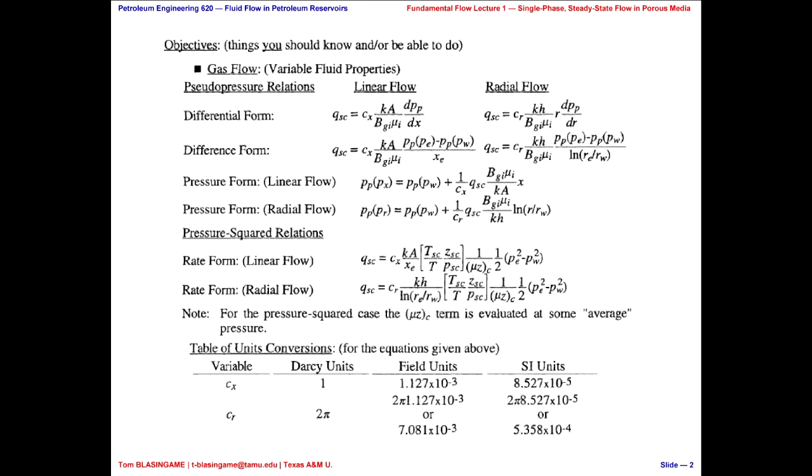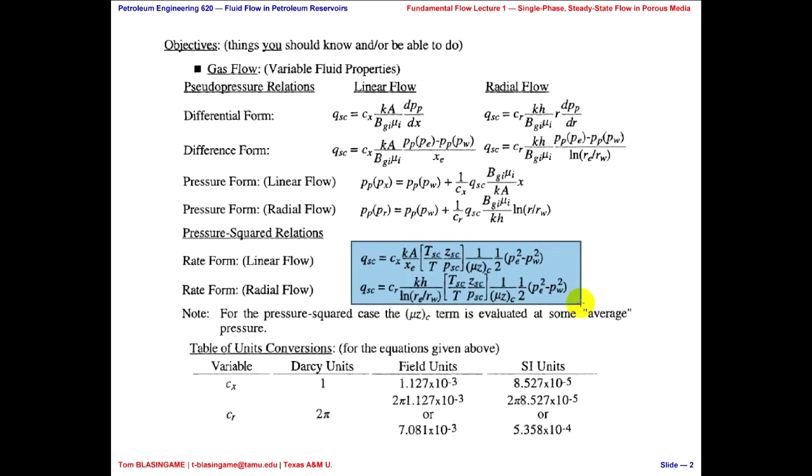This is a summary of all the equations we're going to derive. I know this is intimidating, but trust me, you can do this. Just as practice, I strongly suggest you derive all the relationships in here. I know that's like talking to the wall, but give it a try. You'll start with a differential form, and then you'll derive the difference form using calculus. No problem there. Whenever you start with the linear form, you'll end up with this. When you start with the radial form, you'll end up with that. Now, it gets a little weird when you start to use pressure squared.